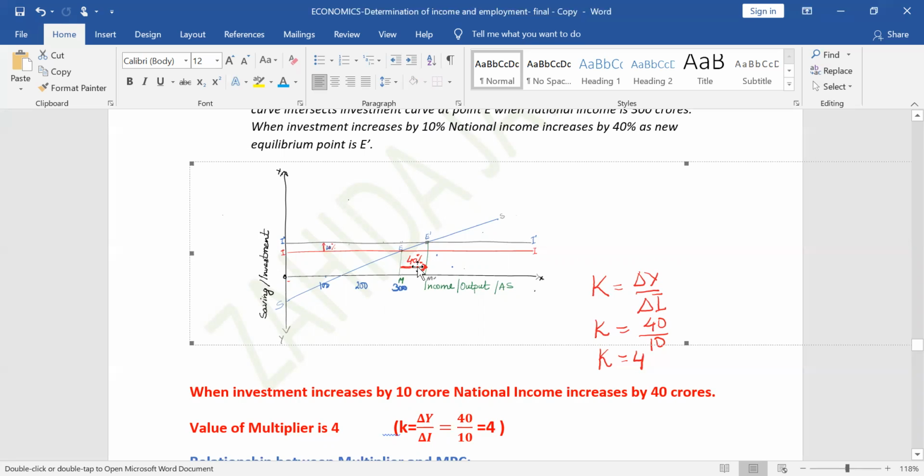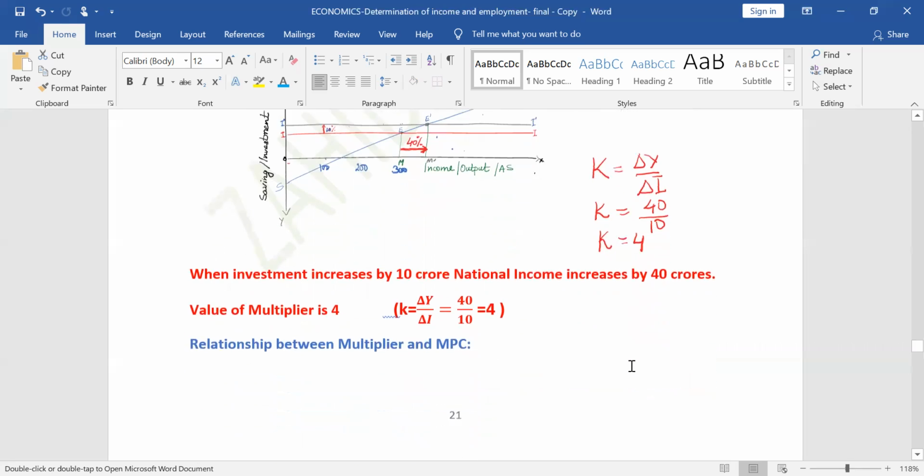If we want to calculate the value of investment multiplier, we substitute the values in the formula. K equals delta Y by delta I. Delta Y is change in national income and delta I is change in investment. Change in national income is 40% and change in investment is 10%. So the value of investment multiplier K is 4, which means that national income has increased 4 times the increase in investment.